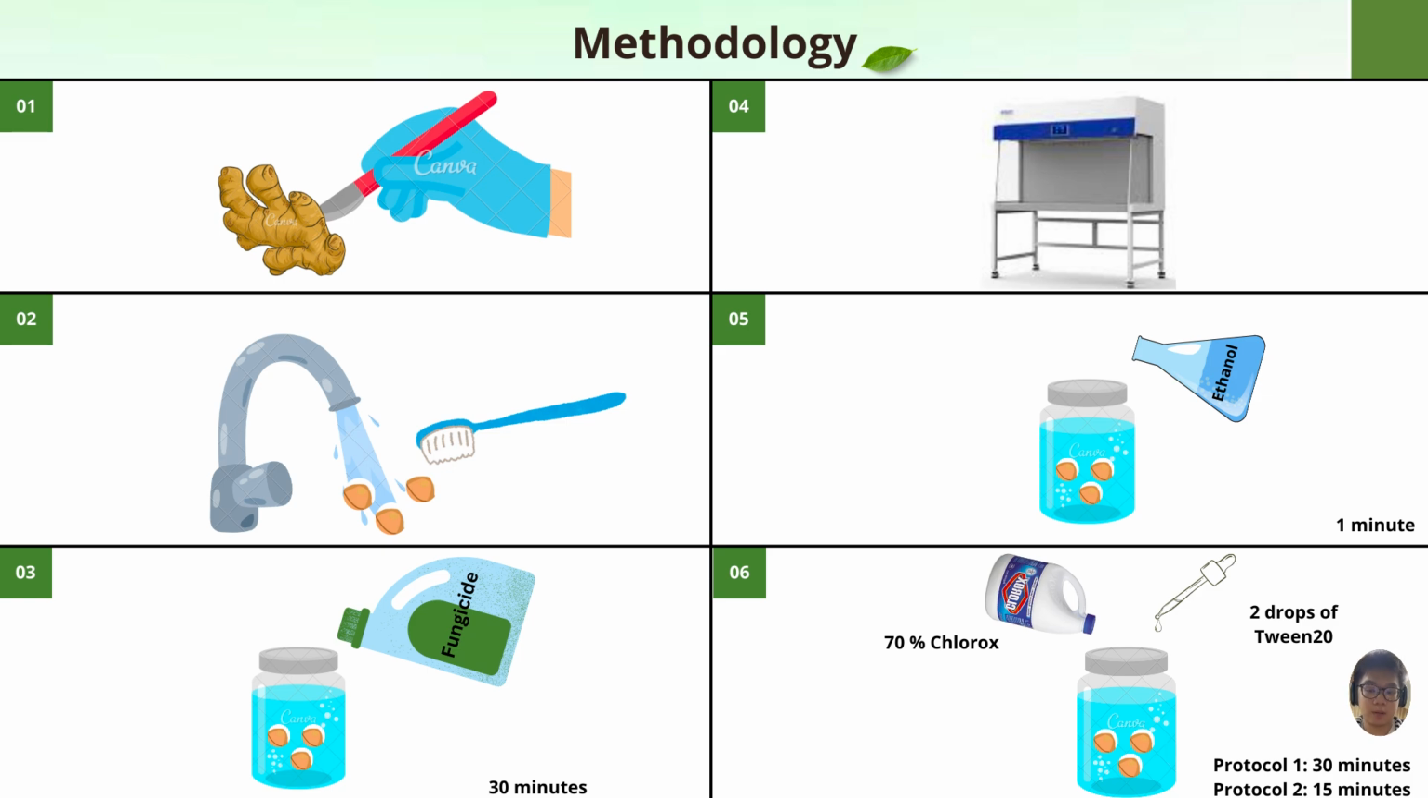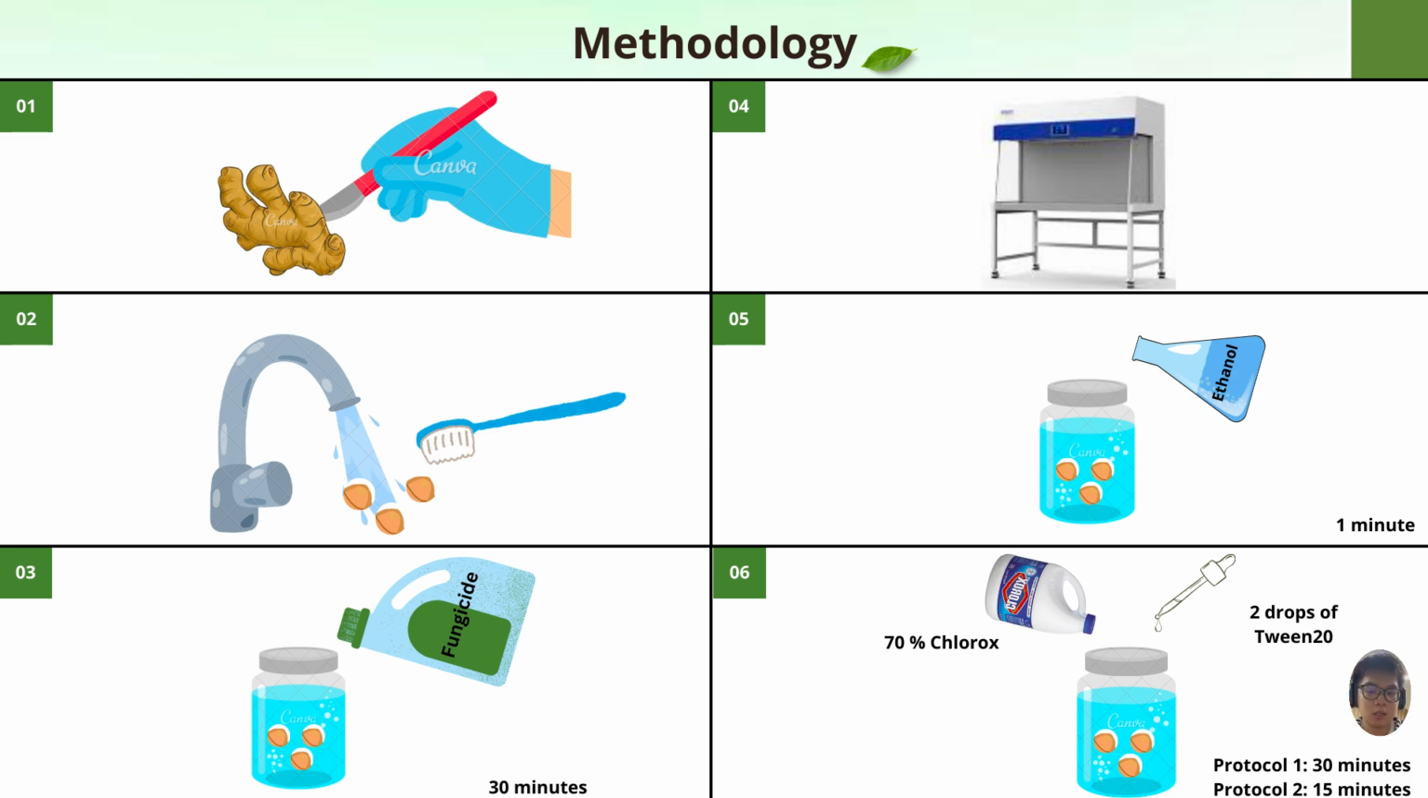For the methodology part, the buds were cut out with a scalpel and the outer skin was then removed. After rinsing and brushing off the buds with tap water, they were then immersed in fungicide for 30 minutes. Afterwards, the subsequent steps were conducted in a laminar airflow. In the laminar airflow, the buds were dipped in 70% ethanol for 60 seconds. The buds were then immediately transferred into an autoclaved jar bottle containing 17% Clorox solution with 2 drops of Tween 20 and kept for 30 minutes.